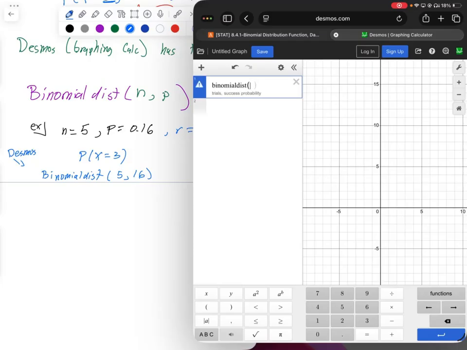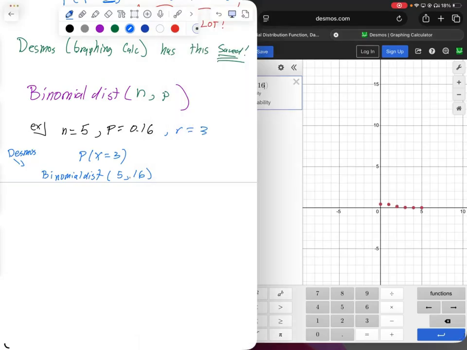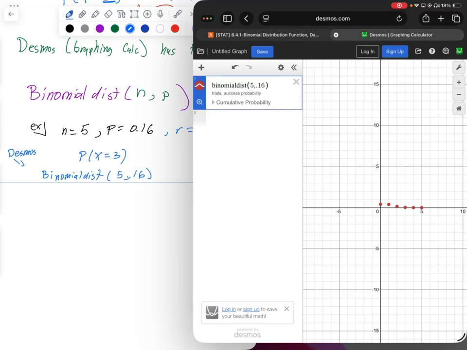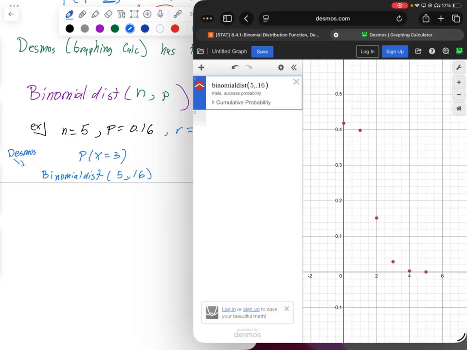It asks how many trials? 5. Comma, what is the probability of success? 0.16. Sorry, I forgot the point there. And to help you out, if you hit this little zoom button, that little plus right there, it's going to fix the graph for you. And here are all the answers.